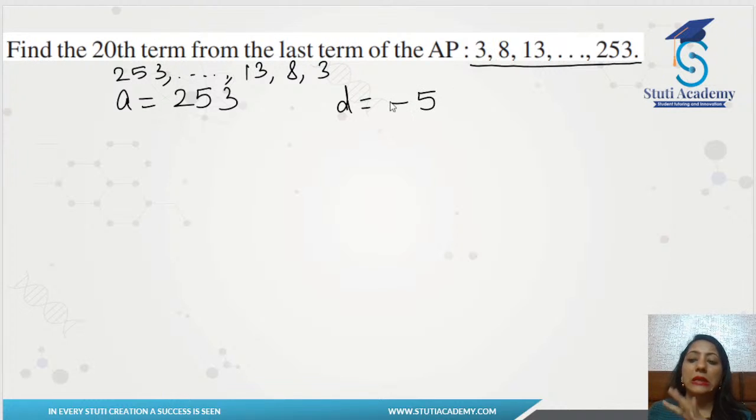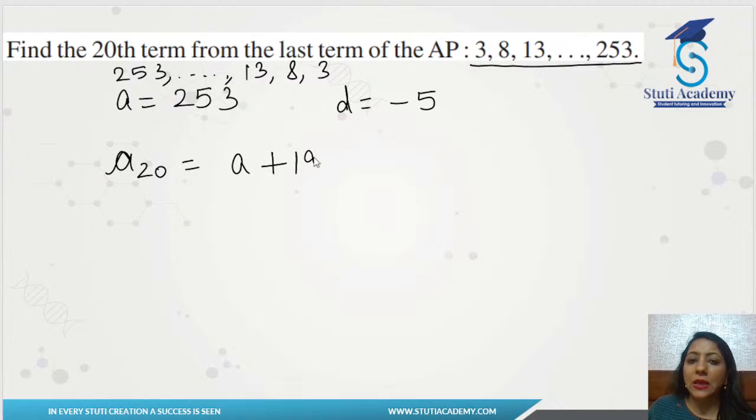So we have to take the last term as the first term in this case. And for the common difference, we will reverse the sign. If it's negative, we will make it positive. If it's positive, we'll make it negative. Here, the common difference is positive 5. We'll make it negative 5. Now we will solve for the 20th term.